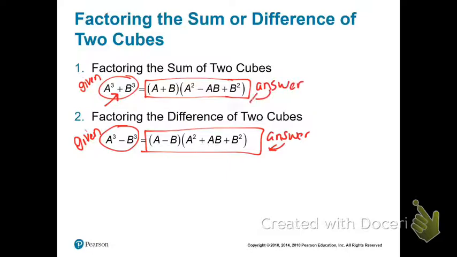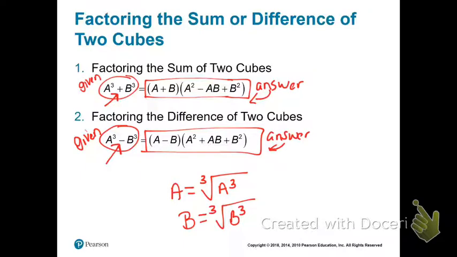Notice in the second one here that it's a difference of cubes because it's got a minus sign in it, okay? And we know it's of cubes if the 2 terms both have cube roots. And so you're going to find a by taking the cube root of a cubed, and you're going to find b by taking the cube root of the b cubed. Now, how do you take the roots of them?